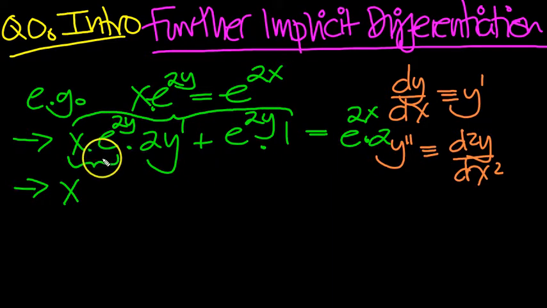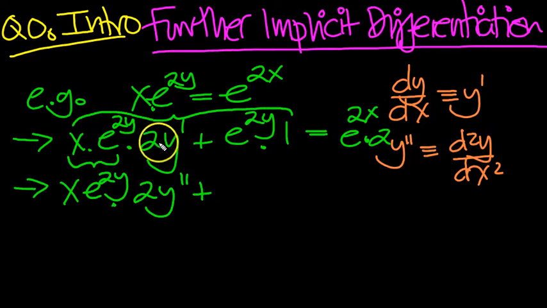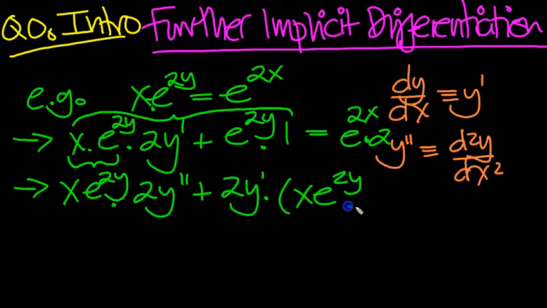So here, if we're differentiating, then we'd say u dv dx, and 2y dashed differentiates to 2 lots of y double dashed, plus v, which is the 2y dashed, times du dx. And we know what that differentiates to because it's here and we've just done it here, so we can write it in. x e to the 2y times the 2y dashed plus e to the 2y.